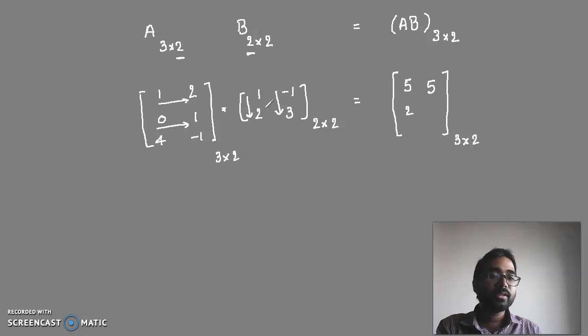Next, what about this second row second column? That is 0 into 1 minus 1 and 3. So 0 into minus 1, 1 into 3, that is going to be 0 plus 3, which is 3.